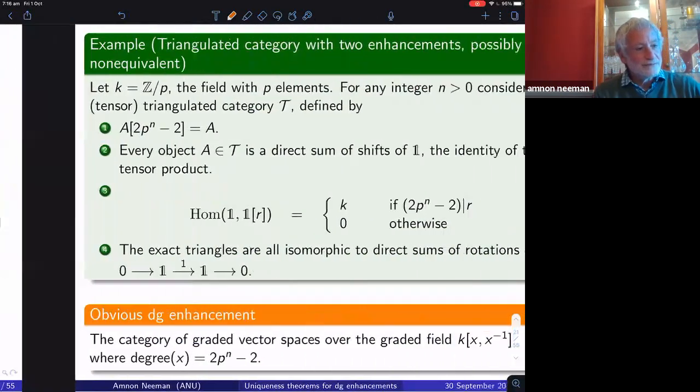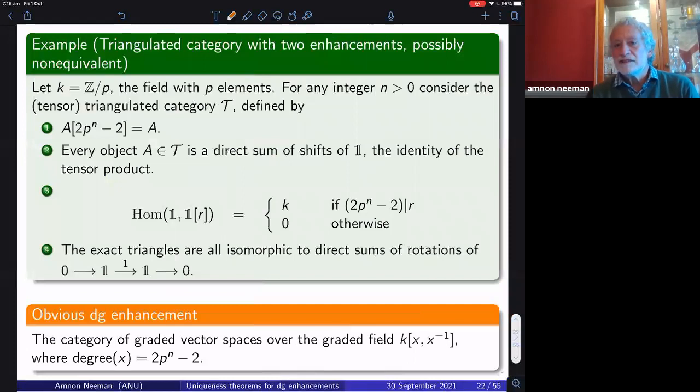And again, I'm proceeding chronologically, and we're still in the early 90s. In the early 90s, people suspected that there would be triangulated categories with two enhancements, but no one knew how to prove such a result. So here is the suspected counterexample.